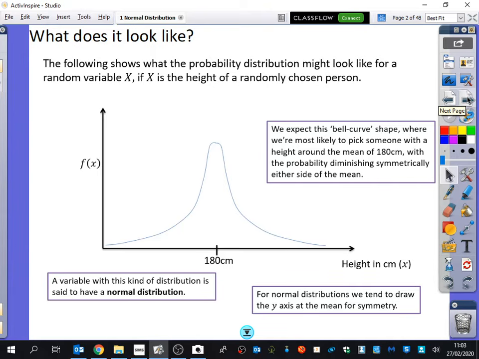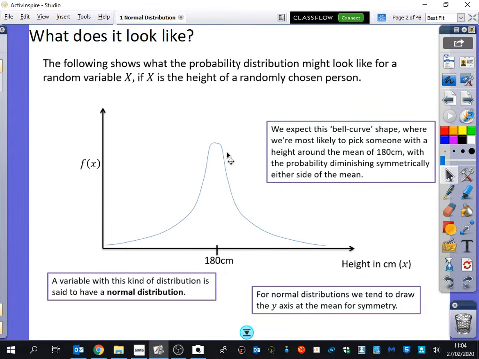So the normal distribution, what does it look like? The following shows what the probability distribution might look like for a random variable x, if x is the height of a randomly chosen person. So what we have here is this kind of shape where there's a big peak, and this big peak happens at about 180 centimeters. What do you think 180 centimeters for height roughly means? It's like the average height, okay? Maybe for this particular group of people, the average height is 180 centimeters. And that's why there's this big bump here, because there's a high probability of someone having the average height.